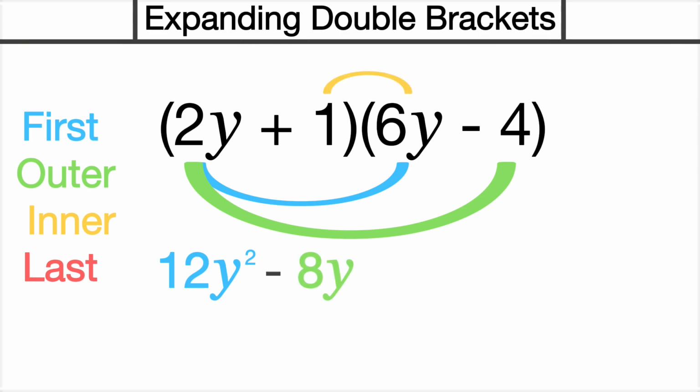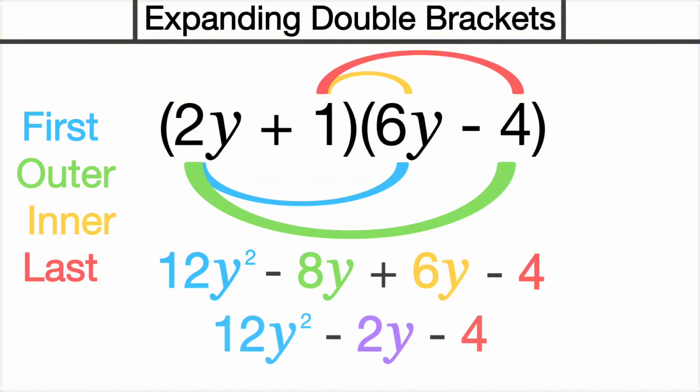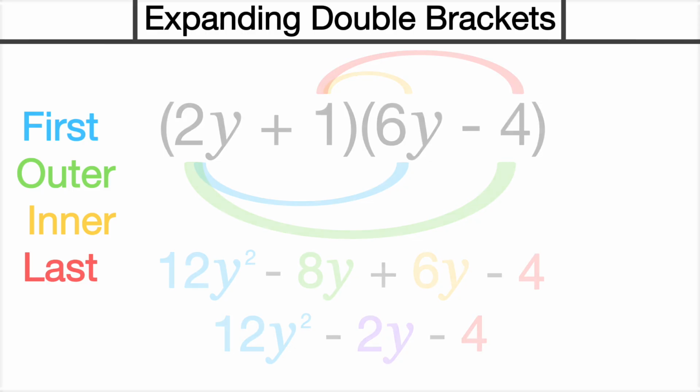Next, multiply the inner terms. 1 times 6y equals 6y. Finally, multiply the last terms. 1 times minus 4 equals minus 4. You can simplify this expression to get an answer of 12y squared minus 2y minus 4.